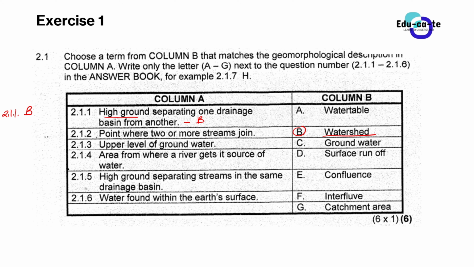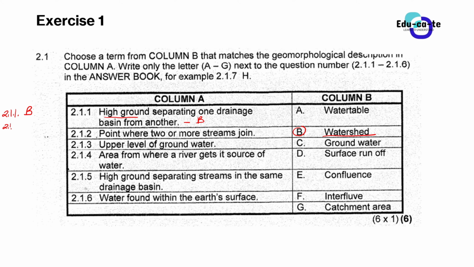Remember that a river flows on an area that is known as a drainage basin. So here, when we're talking about the higher ground separating one drainage basin from another, it's more like we're talking about the higher ground separating two rivers from each other. So basically, that is known as a watershed.